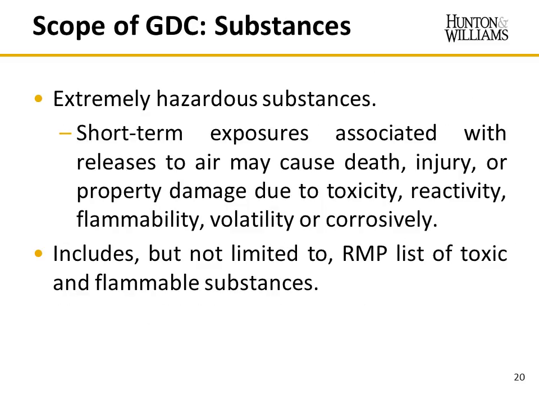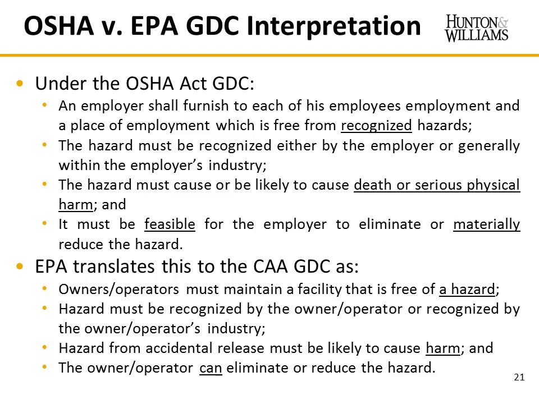So as I mentioned earlier, the scope of the general duty clause is extremely hazardous substances, and it includes but is not limited to the RMP list of toxic and flammable substances. What's interesting, and what the in-house folks who are implementing this program, whether you're a lawyer or an engineer, need to be aware of, is that EPA has issued some guidance around the general duty clause, and I just noticed the difference in how they view the language.